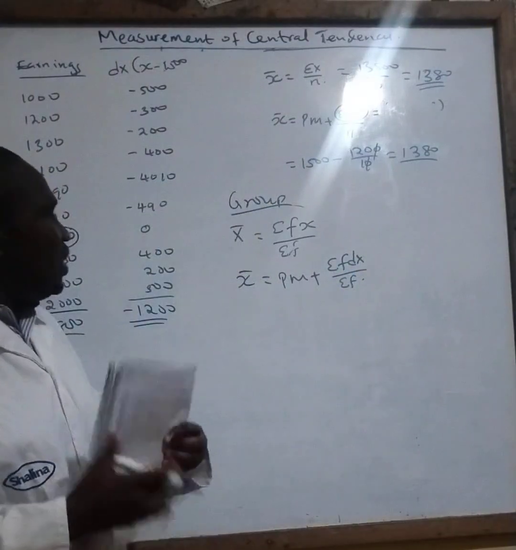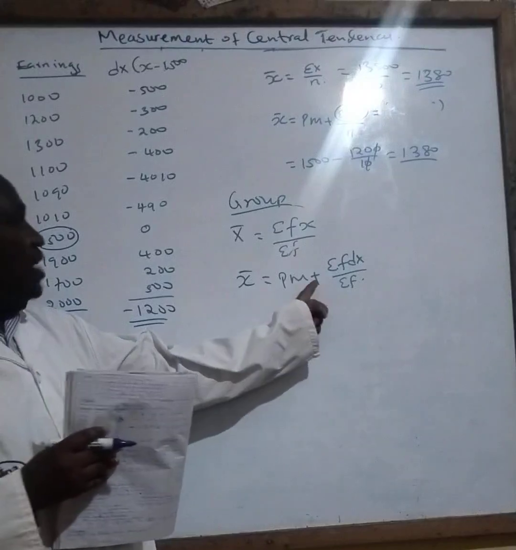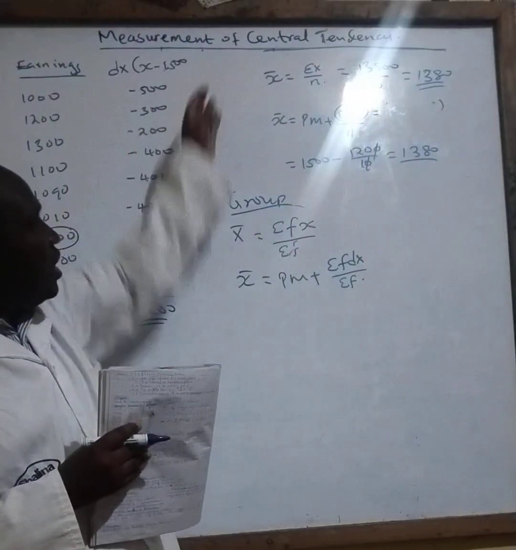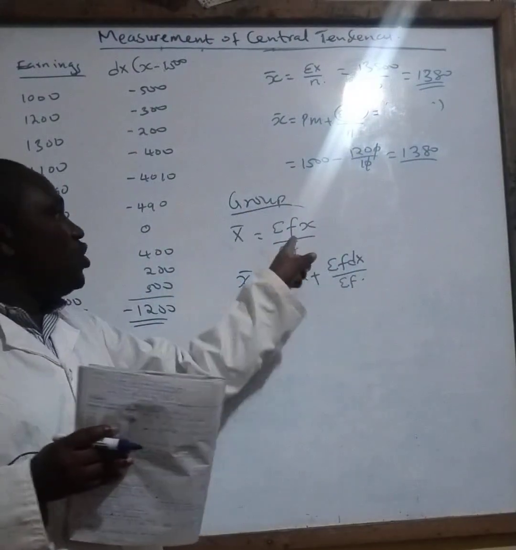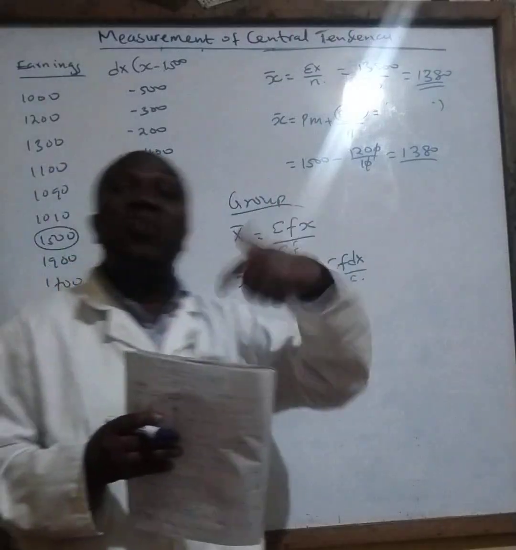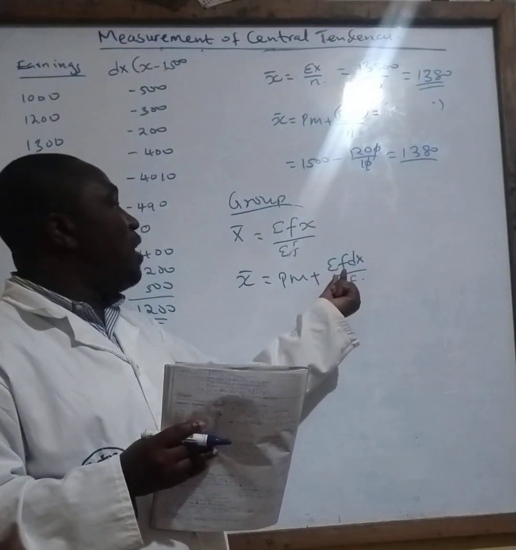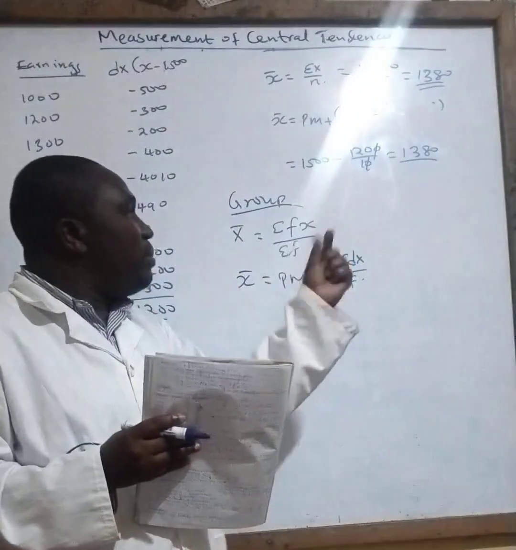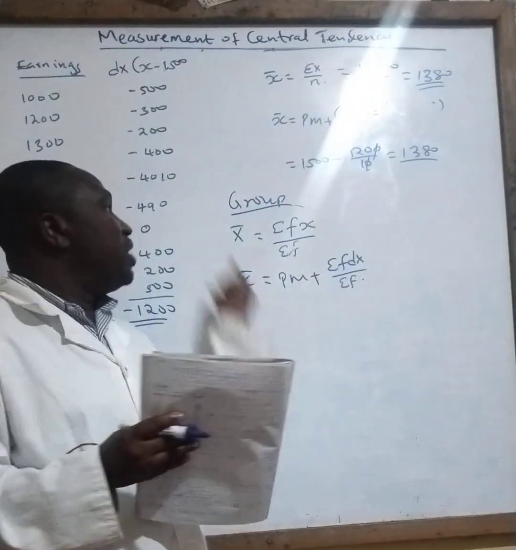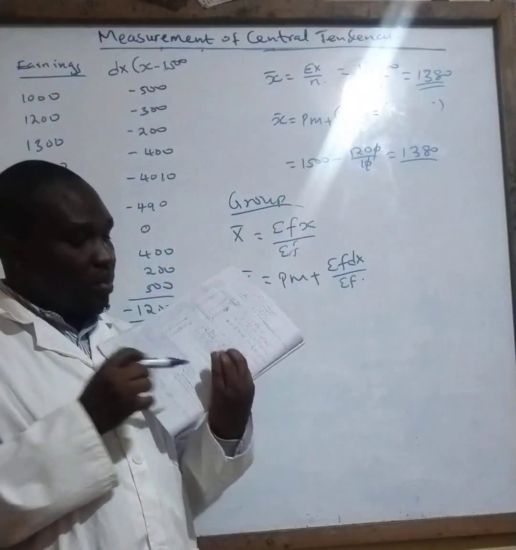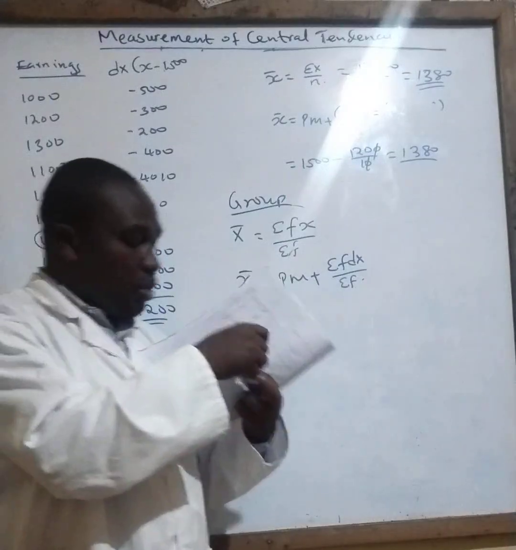You can see there is nothing I'm doing much here. I've just said from my formula that I had, because it is grouped data, I'm introducing F standing for frequency. And then for the deviation of x, I'm saying now that deviation multiplied by the value of x, and I will get the answer directly. So let's go to example 2.